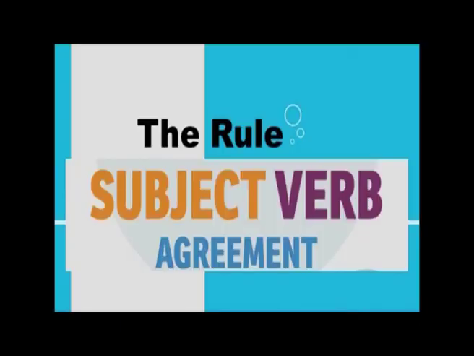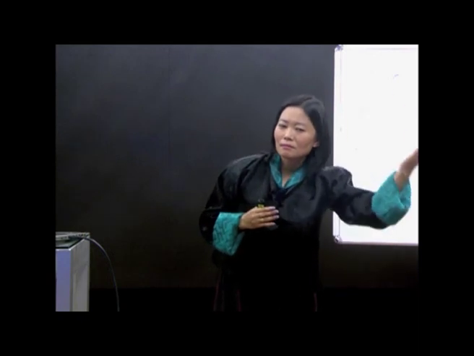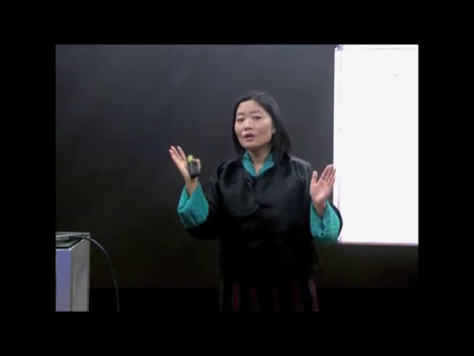With this, now we will go to the rules of subject-verb agreement. The first rule says subject and verb must agree in number. When we say number, we usually talk about singular and plural. Be it subject or verb, we are talking about singular and plural form. So, let's look at the rule.